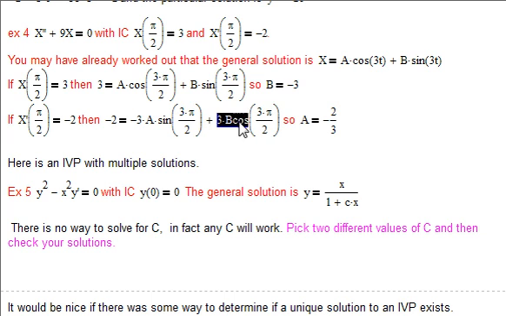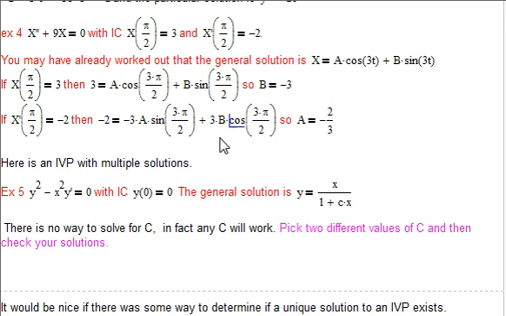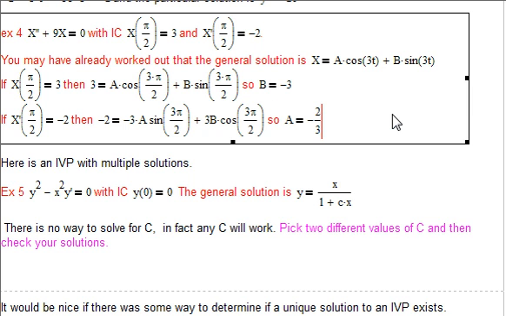So there's that all worked out. Sine of 3 pi over 2, we already know to be negative 1, and cosine of 3 pi over 2 is 0. So this part of it is 0 and this is negative 1. So we've got 3a equals negative 2, so a equals negative 2/3. So we've got our a and b solved.